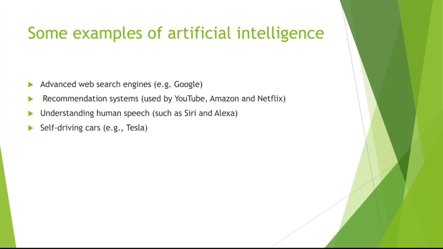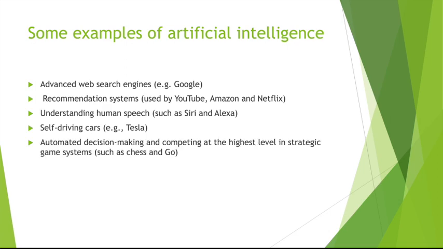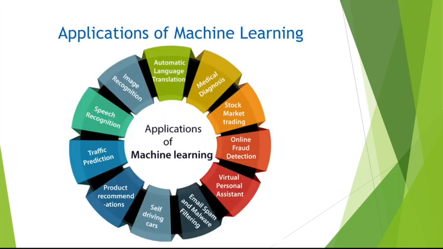Moving on to self-driving cars, for example, Tesla. These also make use of artificial intelligence because every route and every obstacle faced by a self-driving car is different and unique and requires individualized action, automated decision making. Also, competing at the highest level in strategic game systems, for example, computer algorithms that play chess better than even the world champion, are also examples of artificial intelligence. This is a diagram that illustrates all of the different applications of machine learning and artificial intelligence in everyday life.